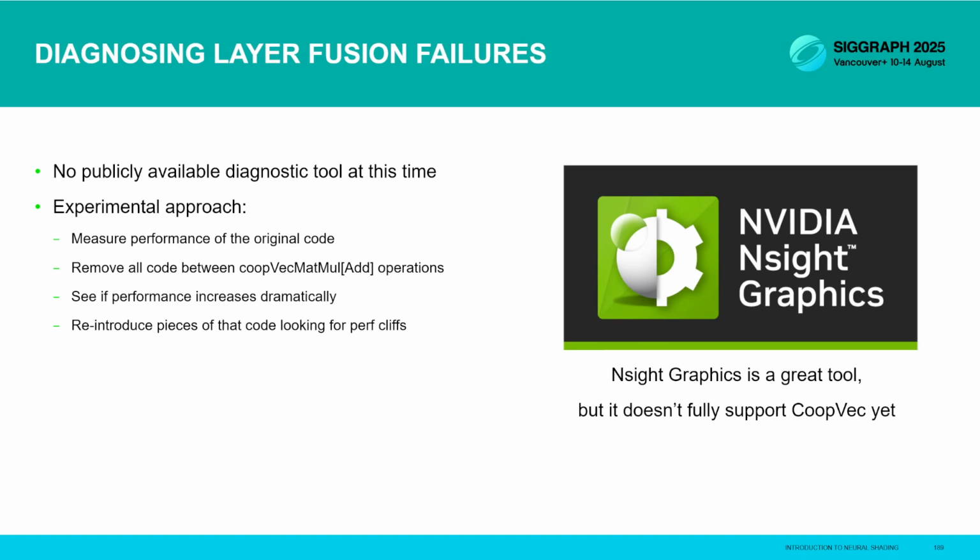First, measure the performance of your code as is. Then remove all code between the Cooperative matrix operations, such as activation functions. Ideally, performance should improve, but not too much. If you see something like a 2x speedup, that likely means that layer fusion failed due to some of the disabled operations. So, reintroduce these operations one by one and see which one is responsible for the perf cliff. Of course, the output of the neural network with these modifications will be incorrect.